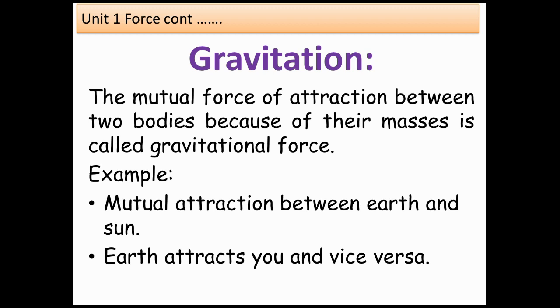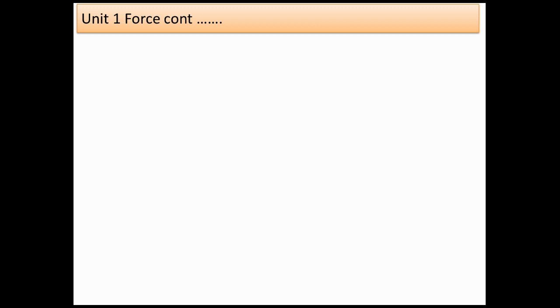But the force of gravitation produced by a larger object is large, and by a smaller object it is small. That's why every object around Earth is attracted by the Earth. An apple falls towards the Earth due to gravitation. I attract you and you attract me. That is also gravitation.